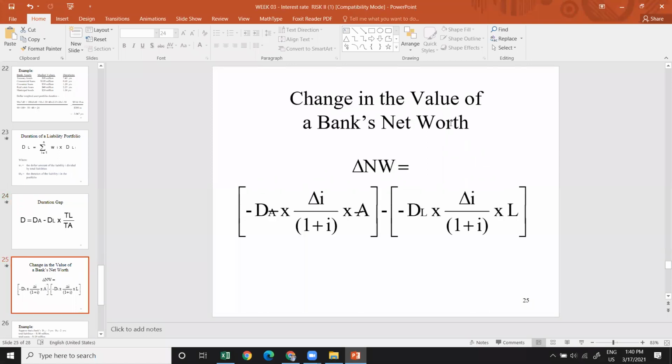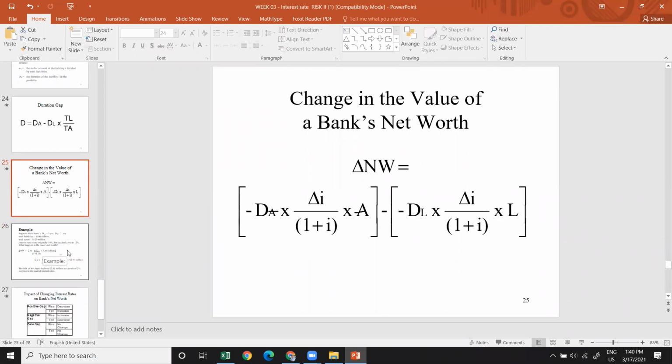And now, at the end of the day, we are interested in how we can identify the change in the net equity or net worth of the bank by using this formula: minus duration of assets multiplied by the relative change in interest rate multiplied by assets, minus duration of liabilities multiplied by the relative change in the interest rate multiplied by liabilities. Okay.